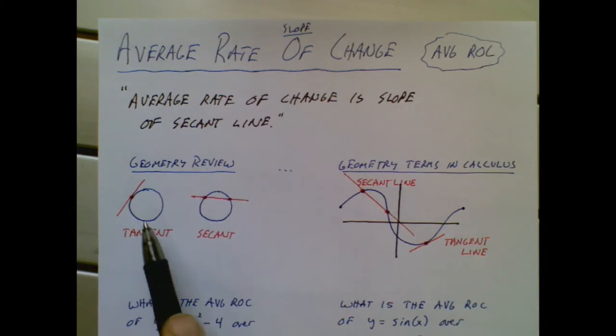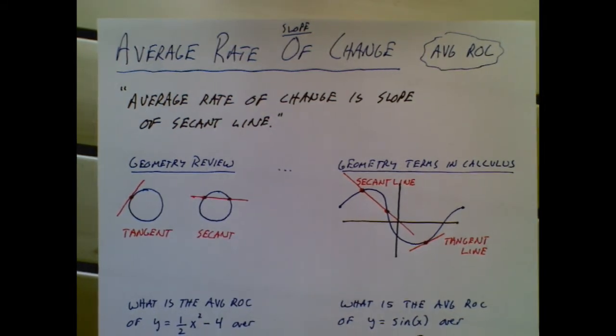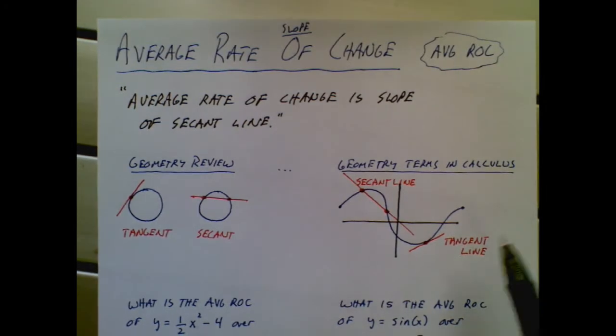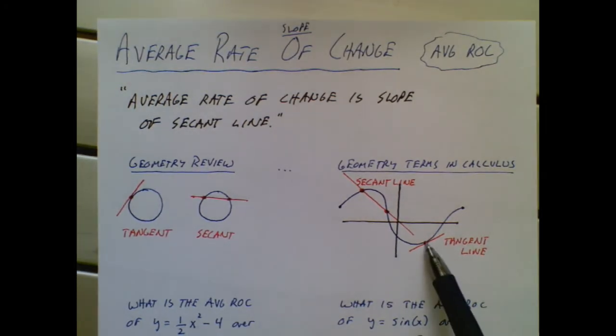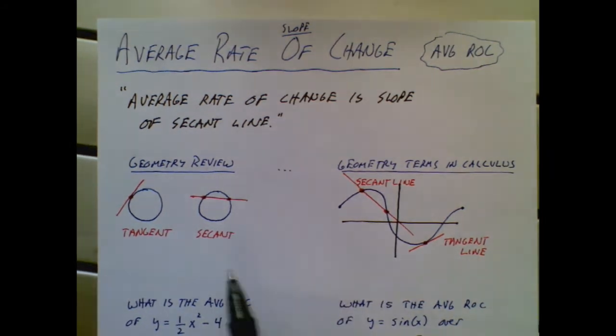In geometry, a tangent line would touch a circle in only one spot, whereas a secant line would cut through the circle and hit in two spots. All right, so here we are in calculus. Here's some random curvy function. A tangent line hits that function in one exact spot, thus the tangent line, whereas a secant line would cut through that function in two spots. So it's very similar to geometry.